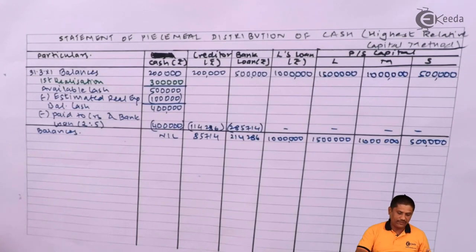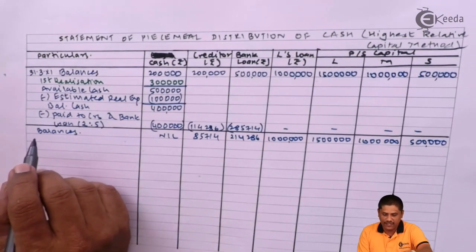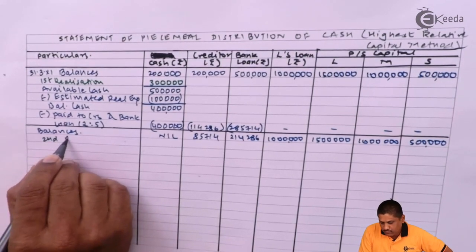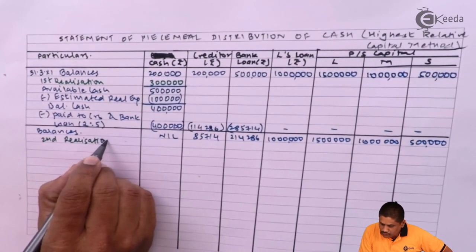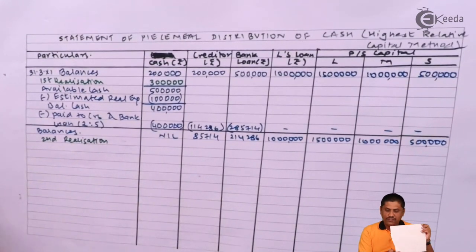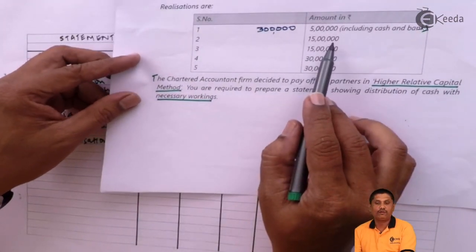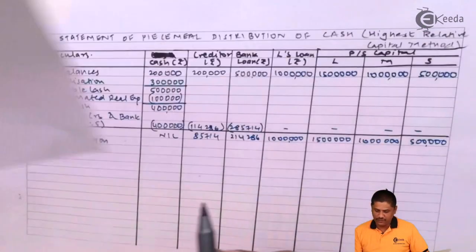Now I don't have cash, but I need to go with the second realization. Let's go with the second realization. See how much amount is realized. For the second realization, we have realized 15 lakhs rupees. This is the amount we have realized, 15 lakhs. Okay. So, ye 15 lakh abhi realize hua hai.